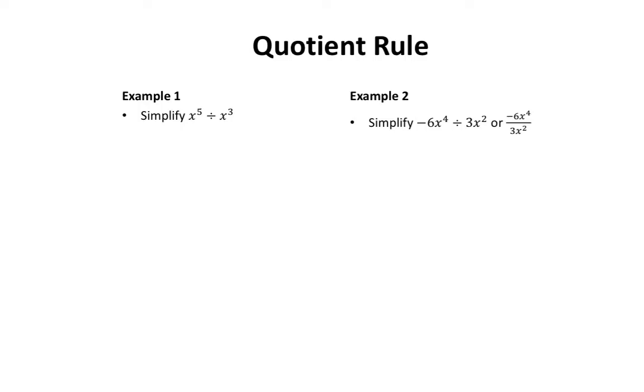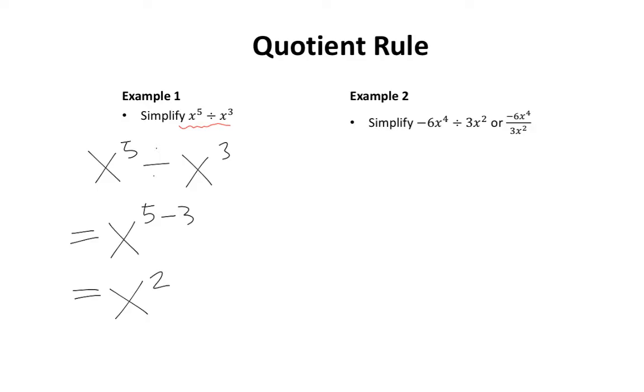In our first example here, we want to simplify x to the power of 5 divided by x to the power of 3. Let's first rewrite this question. x to the power of 5 divided by x to the power of 3. You'll notice that we have a power being divided by a power with the same base. Therefore, we can go ahead and subtract the exponents. So that will give me x to the power of 5 minus 3, which is just x to the power of 2.